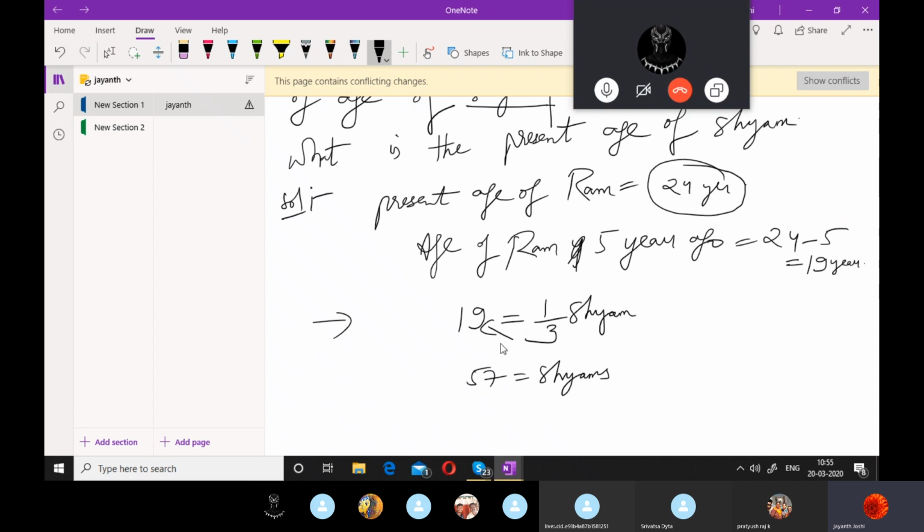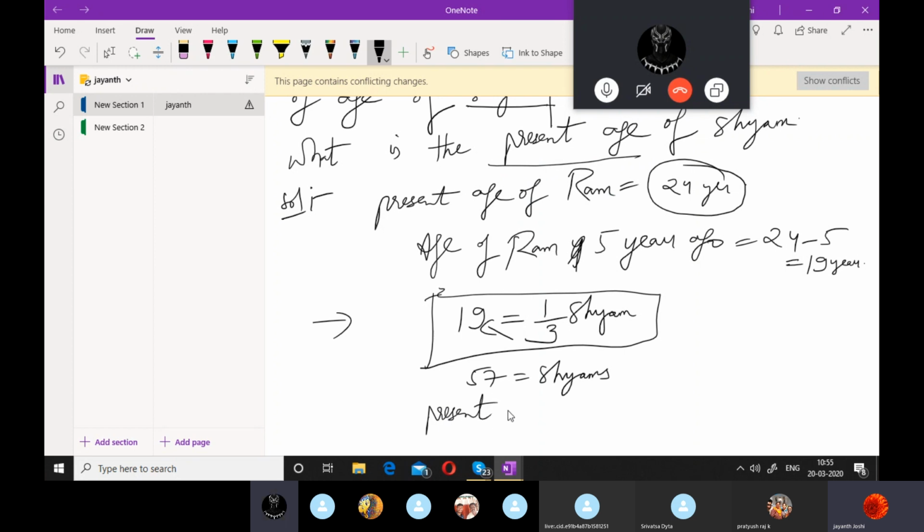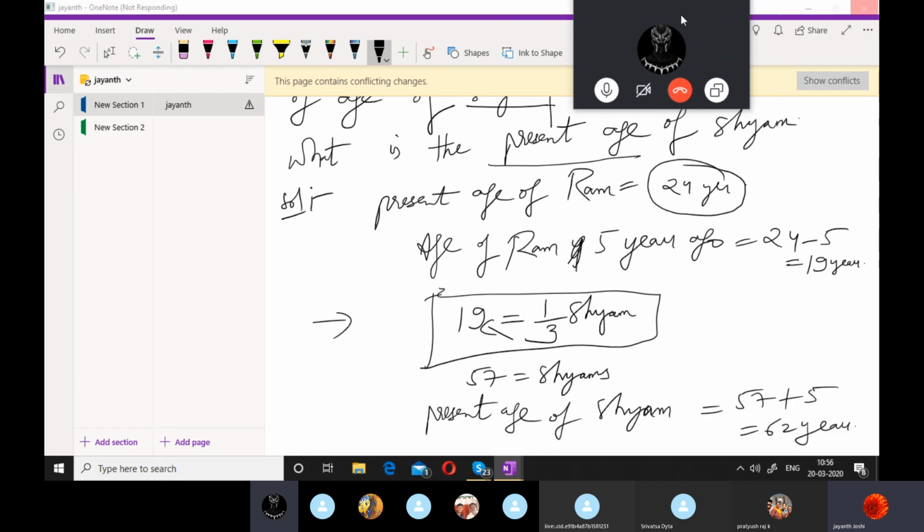Why? Because this is the age 5 years ago, and the condition is that 5 years ago Ram's age, which was 19 years, was 1/3 of the age of Sham. So we got Sham's age 5 years ago, and now we want the present age of Sham, which the question says. So present age of Sham is equal to 57 plus 5 is equal to 62 years. Okay, this is the question. So we got the answer 62 years.